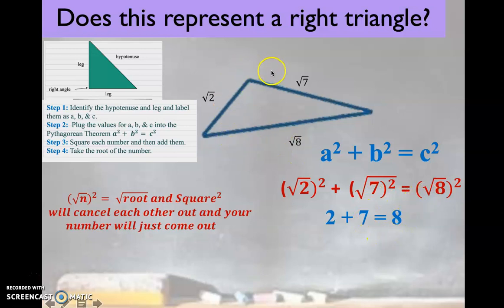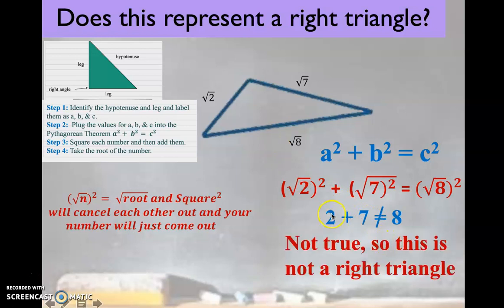That's because there's roots in this case. 7 plus 2 does not equal 8 because it equals 9. This is not a right triangle.